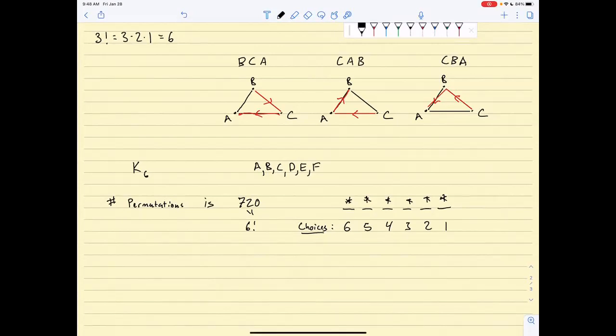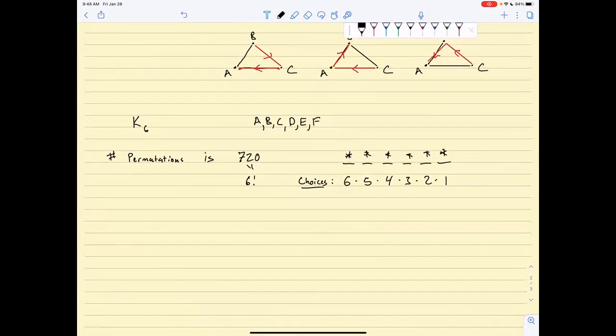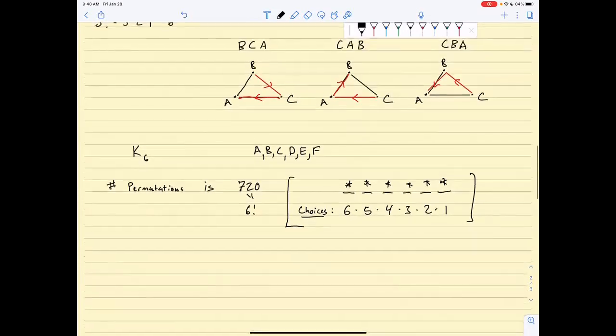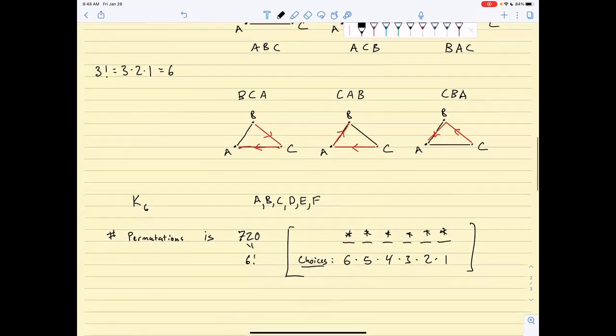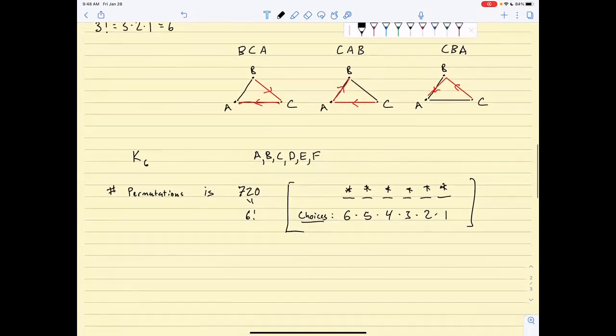This multiplication principle then says the total number of possibilities is the product of each of these numbers. And that will give you the total number of possibilities, which is 6 factorial. Good. Okay. So that's how the game is played here. And that gives you the total number of possible paths.